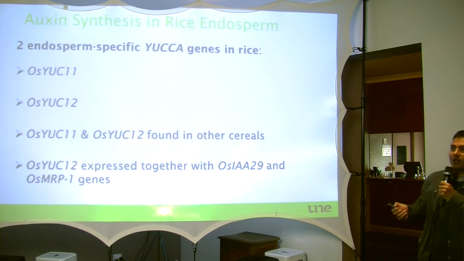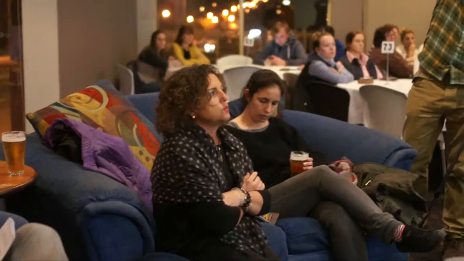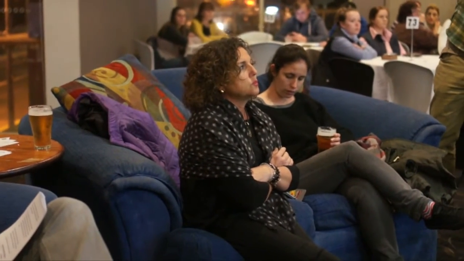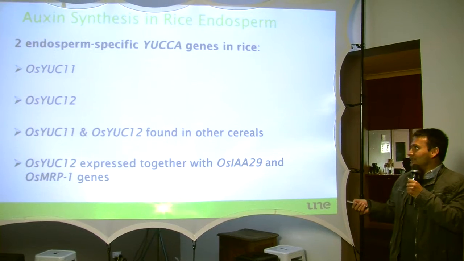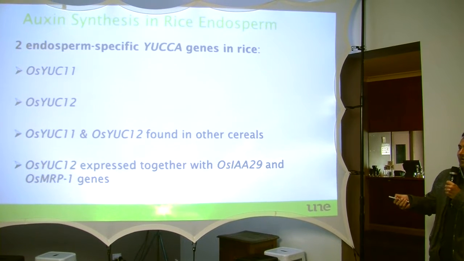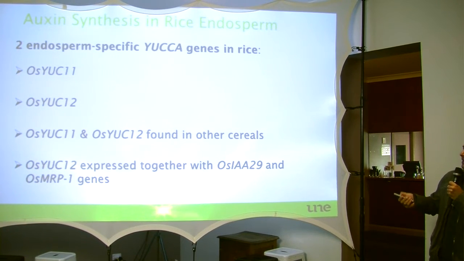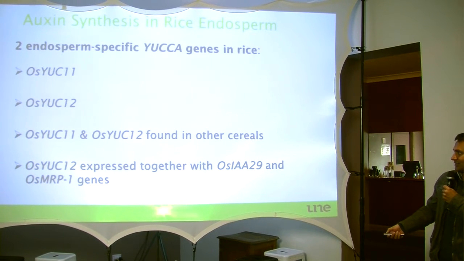So in the endosperm, there are 2 endosperm-specific genes called YUCCA. So one is OsYUC11 and OsYUC12. These 2 genes make auxin in rice endosperm. And these 2 genes also have their counterparts in other cereals. And for my research, this information is very important.